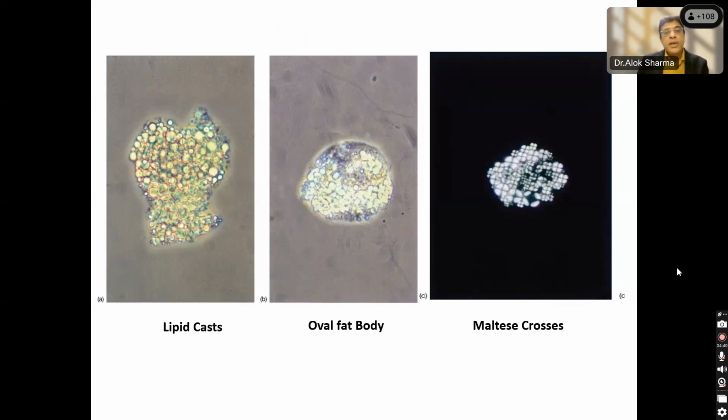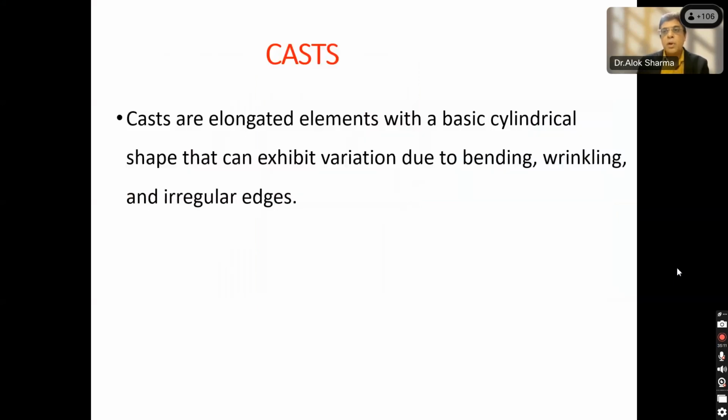So these are labeled. You can see a lipid cast on the left extreme, an oval fat body in the center, and when you polarize this, these are the nice Maltese crosses which you're seeing on the right side. So it is easily identifiable, and polarized examination is a very useful test to identify the oval fat. When you have lipid in urine, it is called lipiduria. You have pyuria, you have chyluria, you have lipiduria, you have hematuria. All these things you should be able to identify.